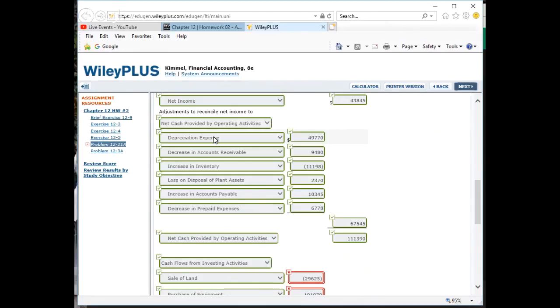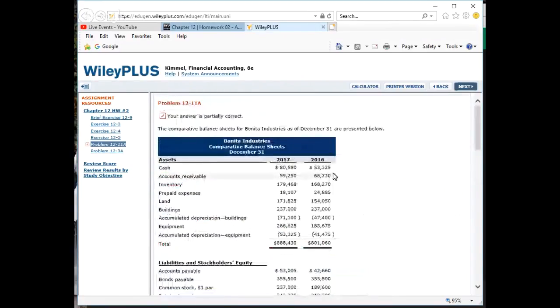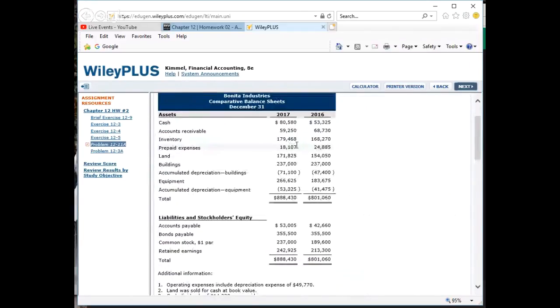When their balances go up, cash goes up. And when they go down, cash goes down. So when we are finding the change, the increase or decrease, we have to remember that they are opposite. So for example, in the inventory section here, from 2016 to 2017, our inventory increased.